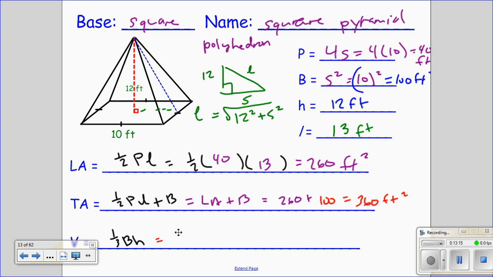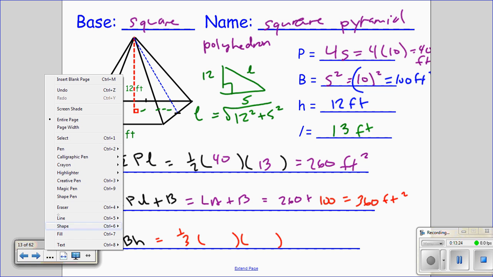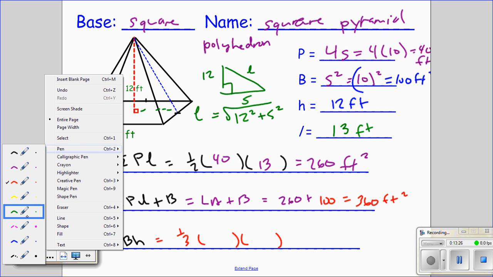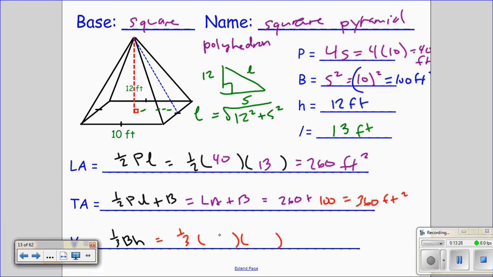And now for my volume. My base area is 100. My 3D height was 12. So that's essentially 4 times 100, so 400 feet cubed.